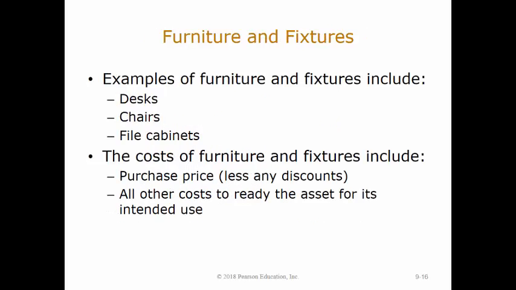Furniture and fixtures includes desks, chairs, file cabinets, display racks, shelving, and so forth. The cost of furniture and fixtures includes the basic cost of each asset, less any discounts, plus all other costs to ready the asset for its intended use. For example, for a desk, this may include the cost to ship the desk to the business and the cost paid to a laborer to assemble the desk.